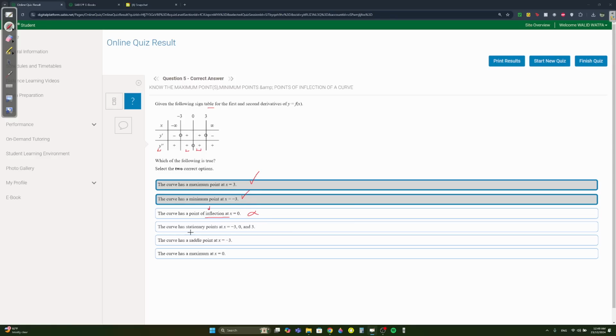Okay, so this is wrong. Stationary point at 0? No, we said 0 is a saddle point. The curve has a saddle point at minus 3? No. We said it's a minimum. A maximum at 0? No. Okay, very, very easy. Simple.